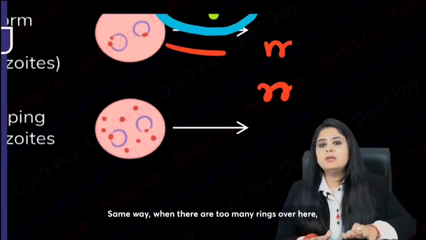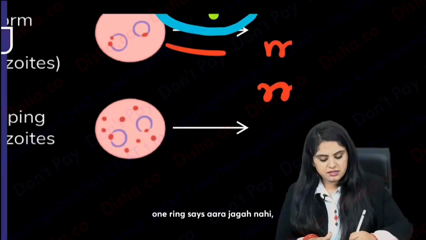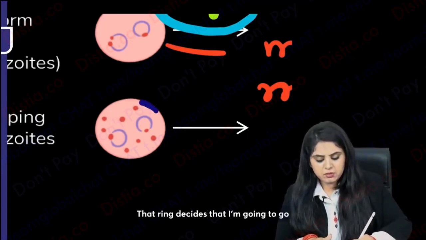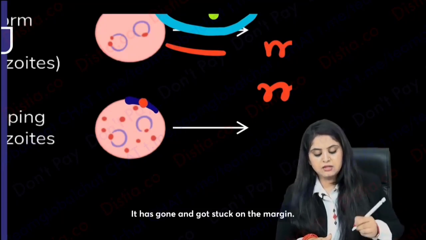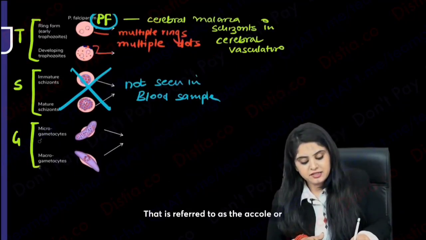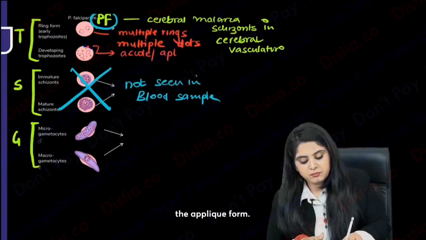Same way, when there are too many rings over here, one ring says, "Arey jaga nahi hai, I am going and sitting in the corner." That ring decides that I'm going to go and sit over here. It has gone and got stuck on the margin. So what is that known as? That is referred to as the acole or the applique form.